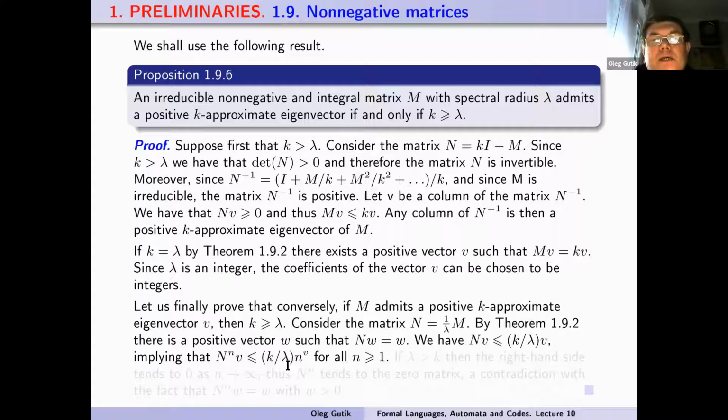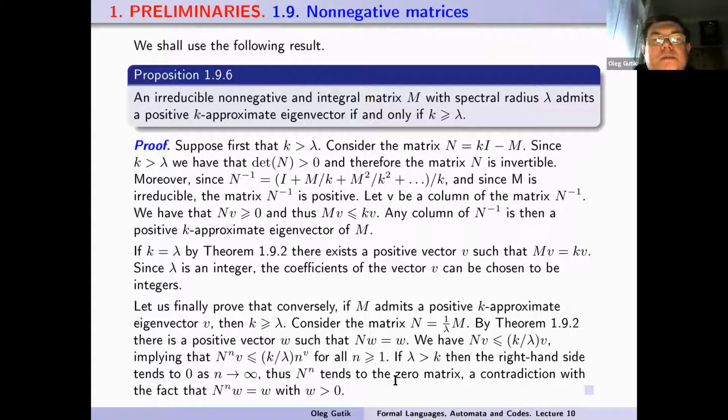for all positive integers n. If lambda is greater than K, then the right-hand side tends to 0 as n tends to infinity, and therefore we get that N to the power n tends to the zero matrix, which contradicts the fact that N to the power n multiplied by W is equal to W, or with V greater than 0. This completes the proof of the proposition.